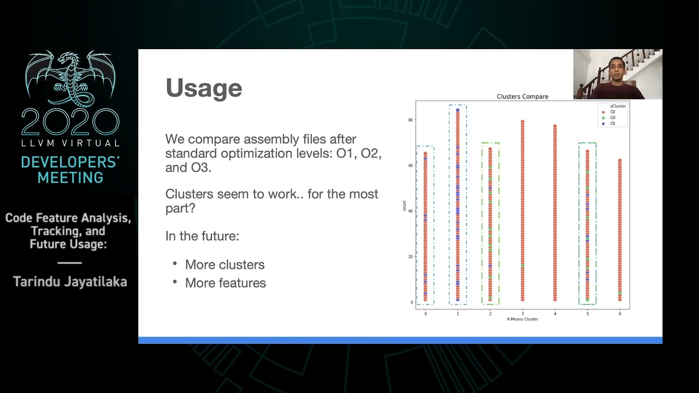As a start of how to use these clusters, we look at LLVM standard optimization levels. So we took a set of functions and we compiled them using O1, O2 and O3 optimization separately, compared the assembly files and categorized them according to the level of optimization they need. In this figure, each point represents a function, and the red ones only need O2, the green ones only need O3, and the blue ones only need O1.